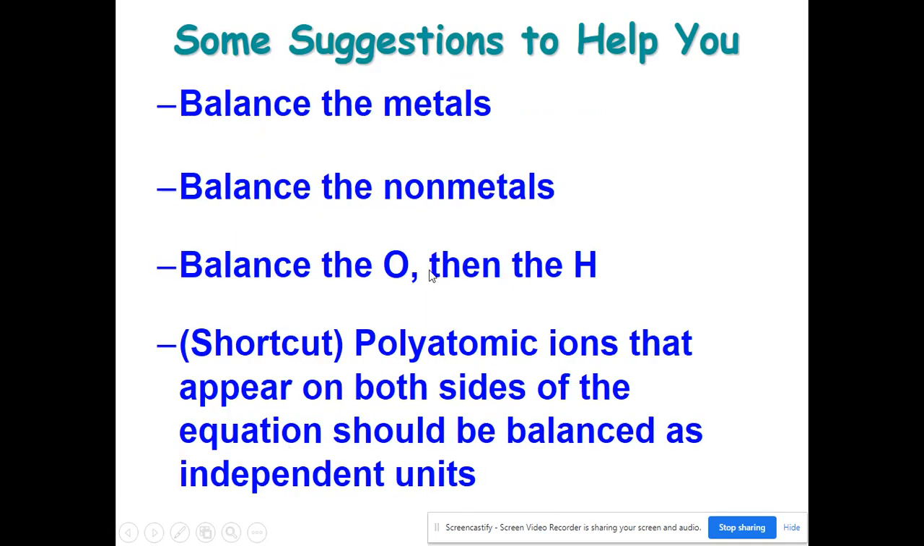Some suggestions to help you are to first balance the metals, then balance the nonmetals, then balance the oxygen, then the hydrogen. A shortcut is if you have polyatomic ions that appear on both sides of the equation, you could treat these as independent units to make it easier. So kind of treat them as an element.